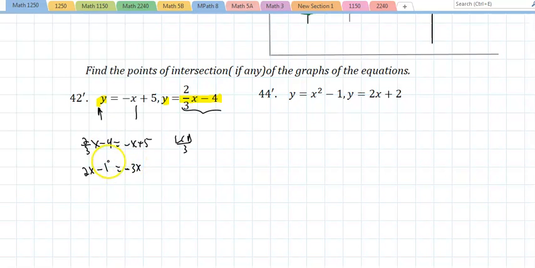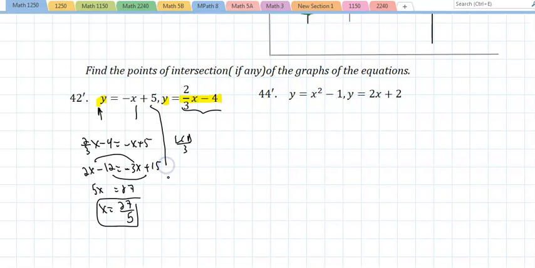I'm horrible with math. You guys gotta help out. And 5x equals 27. x would be 27 divided by 5. And once I find x, I could find y. I could say y is negative 27 over 5 plus 5. Again, the LCD is 5. Multiply everything by 5. This adds an extra step to the problem, but I think it makes life a lot easier.